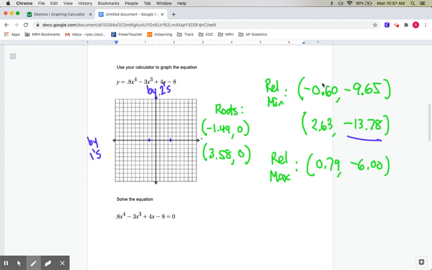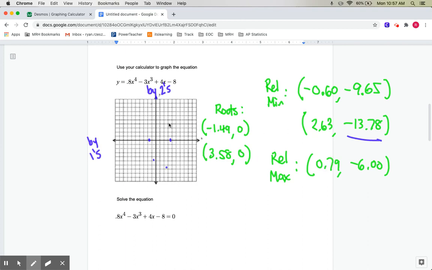Then I have to graph these guys, remembering that my y's go by 2. So a negative 0.6, negative 9. So that's negative 2, negative 4, negative 6, negative 8, negative 10. So negative 9.6 would be like there-ish. Then I've got to do a 2.63, negative 13. So 2.6, negative 2, negative 4, negative 6, negative 8, negative 10, negative 12, negative 13 point something is going to be in that ballpark.